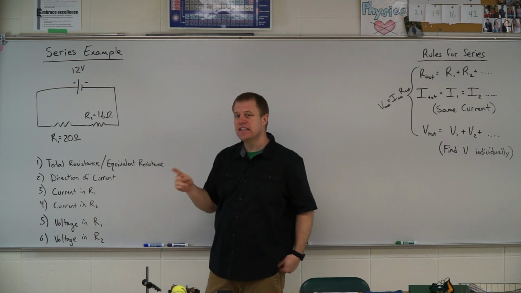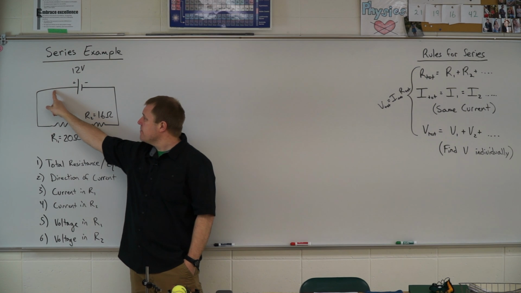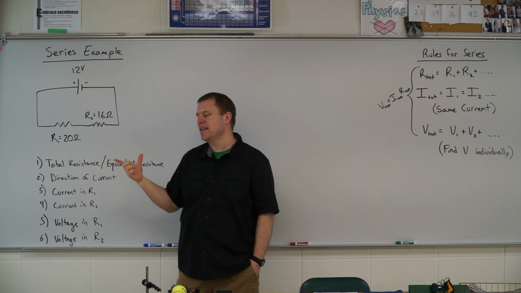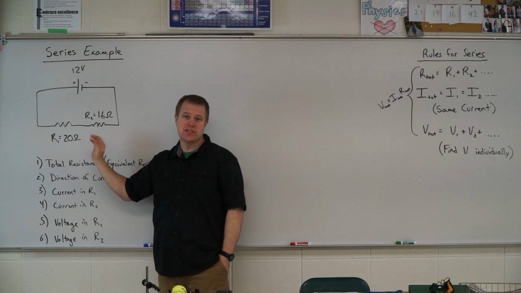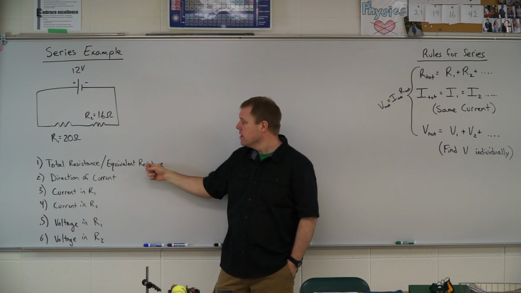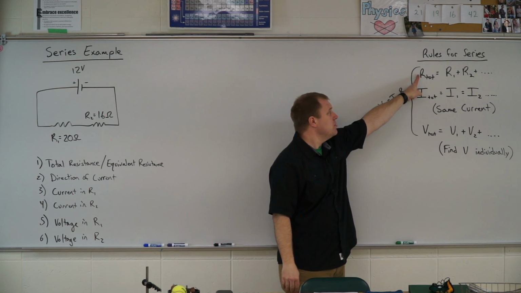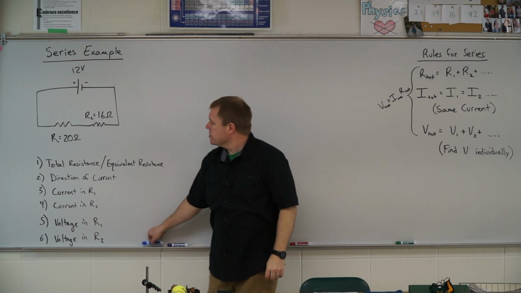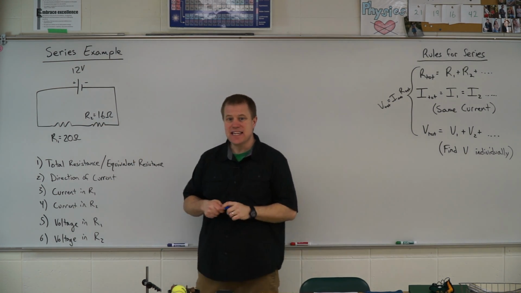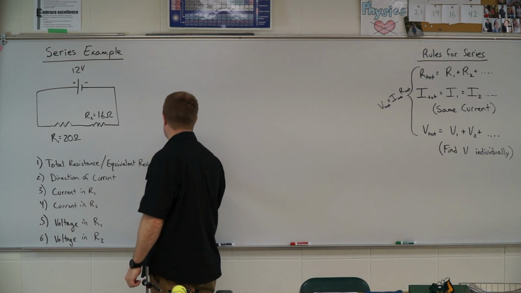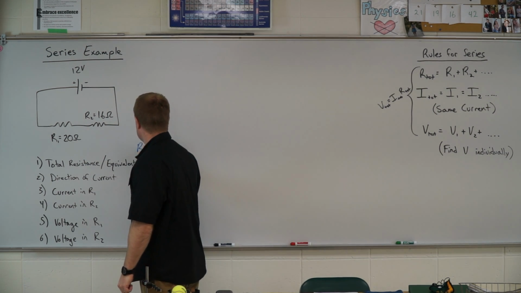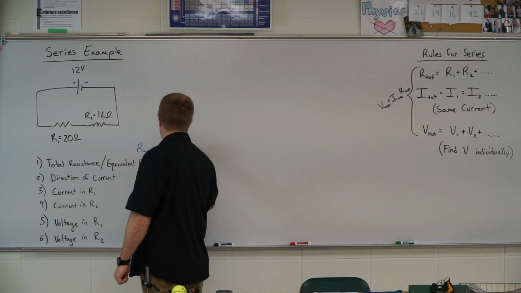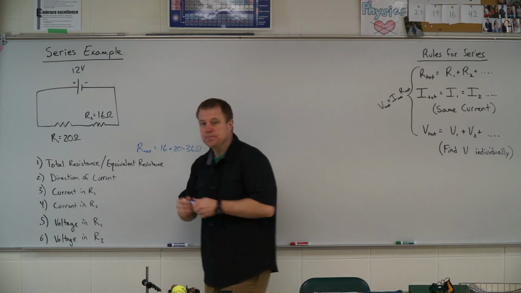Now I'll notice they're in series, and how I know that is that if I take a single path, there's multiple resistors along that same path, and that means they're in series. So I've identified this as a series circuit. To find the total resistance, I need to just add up the individual resistances. So I'm going to go 20 plus 16. That will give me a 36 ohm total resistance. So our total here is going to be 16 plus 20, or 36 ohms.